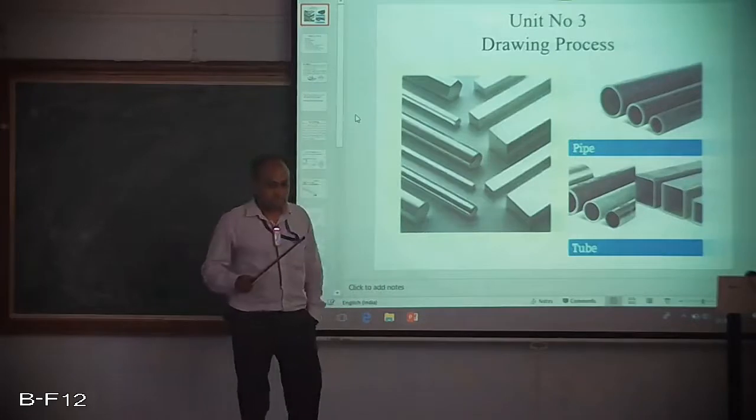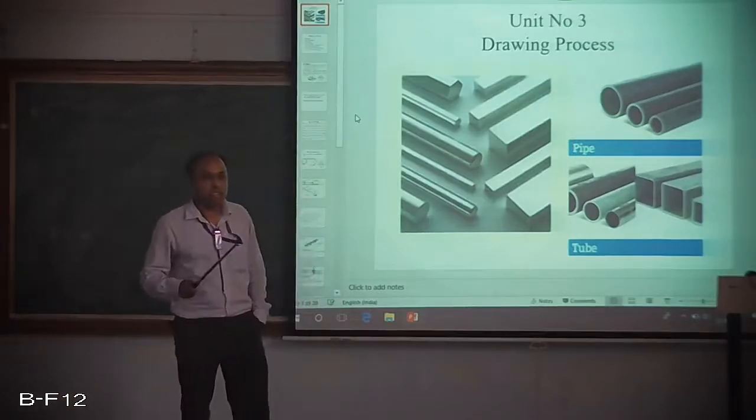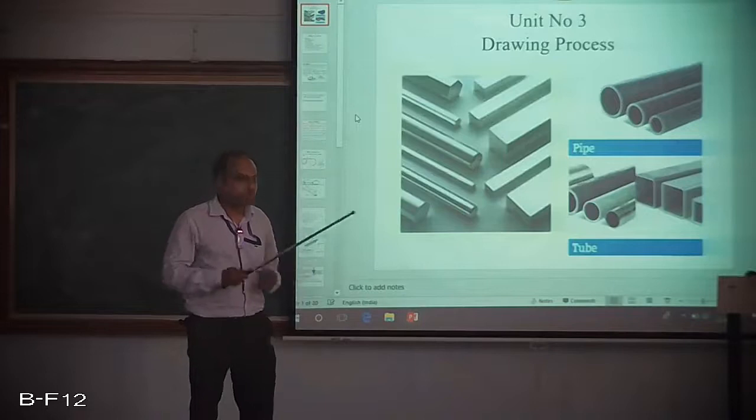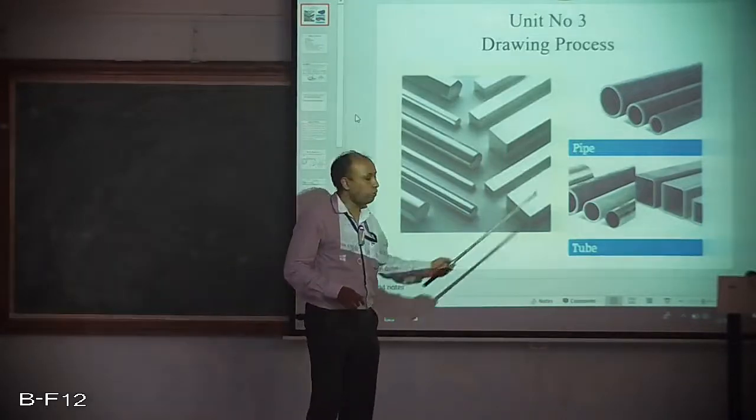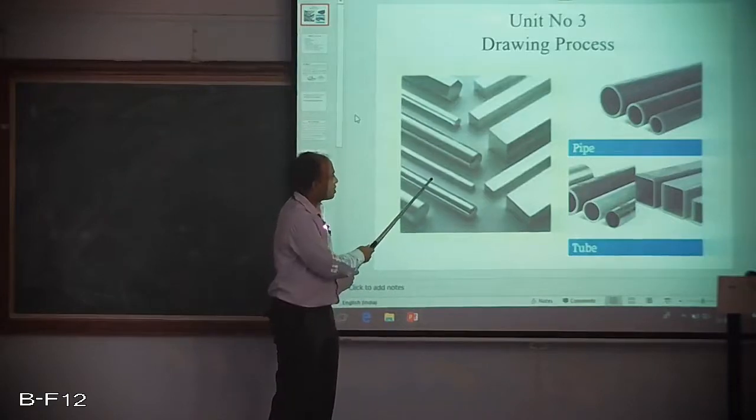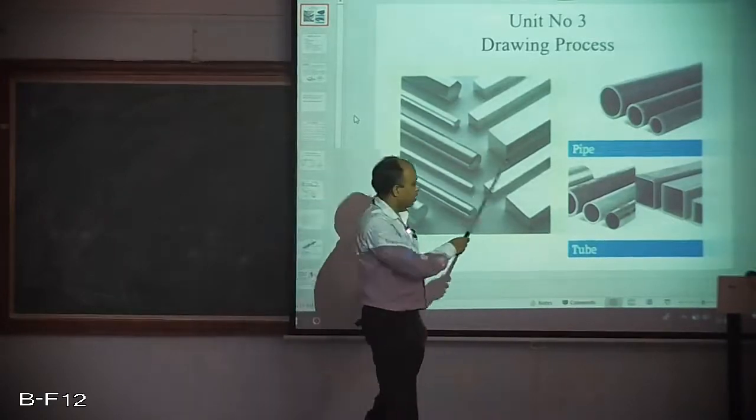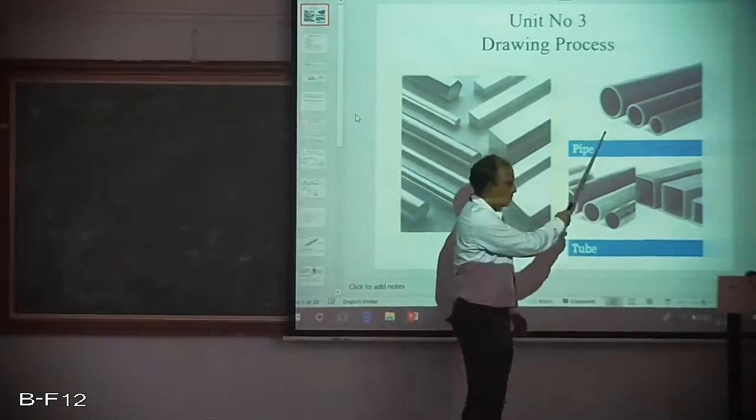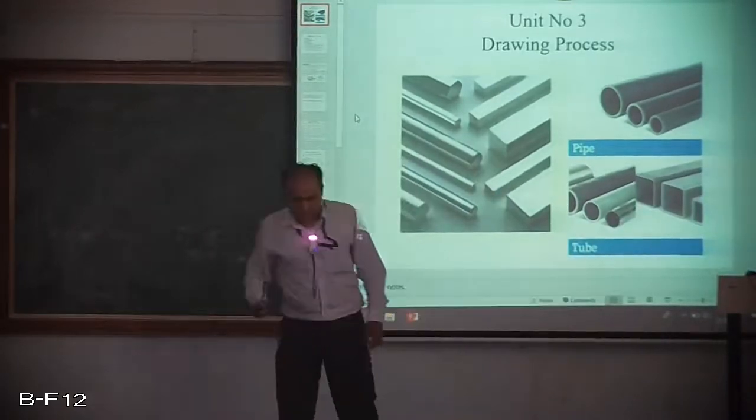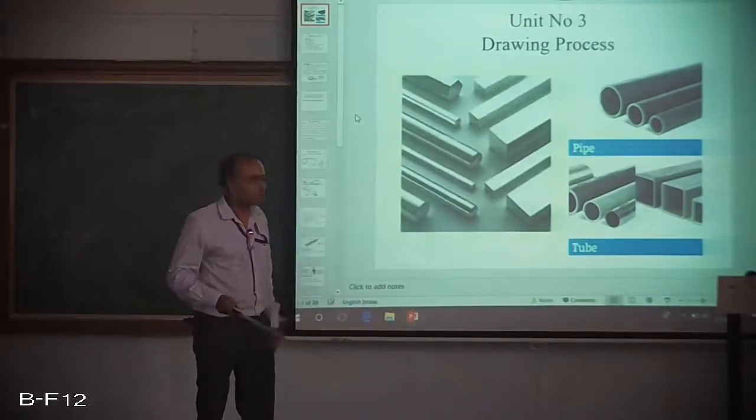Now before I talk about the drawing process and other things, what is it that I am making from drawing? That is, what products are we making, and what are they used for? I have shown some images of the products. On the left hand side we have rods and bars, and on the right hand side we have pipes and tubes. Now the question comes, what's the difference between these two?